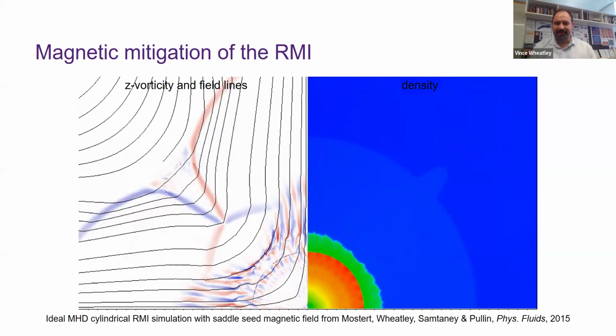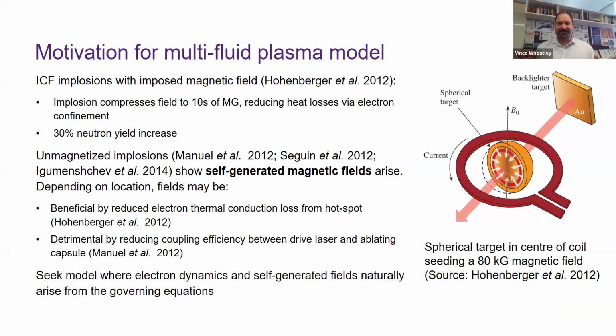All of the work that we've looked at so far has been in the ideal MHD model, which is a single fluid model. So what was the motivation for moving to a more complex multi-fluid model, which is the topic of today's talk? Well, while we were doing this theoretical and computational work, more experiments were underway. So in 2012, Hohenberger published the results of magnetized inertial confinement fusion implosions, where with the magnetic field, there was a 30% increase in neutron yield, which was entirely attributed to reduced heat losses from the hotspot by confining electrons, not something that we modeled in our simulations.